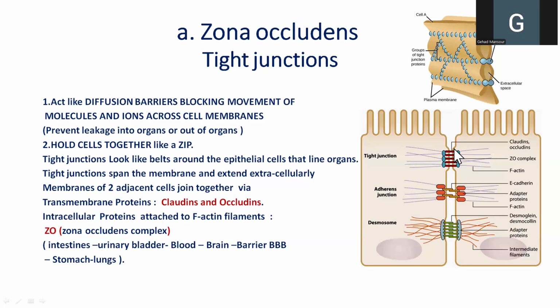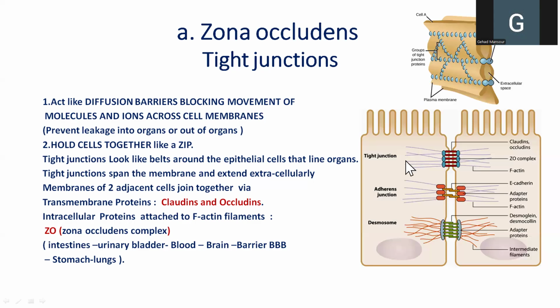And as we have seen in the three types of junctions, the tight junctions not only span the membrane, but extend extracellularly. And we have the claudins and occludins that join them together. And we have intracellular proteins called the zona occludens complex that are attached to the F-actin filaments.